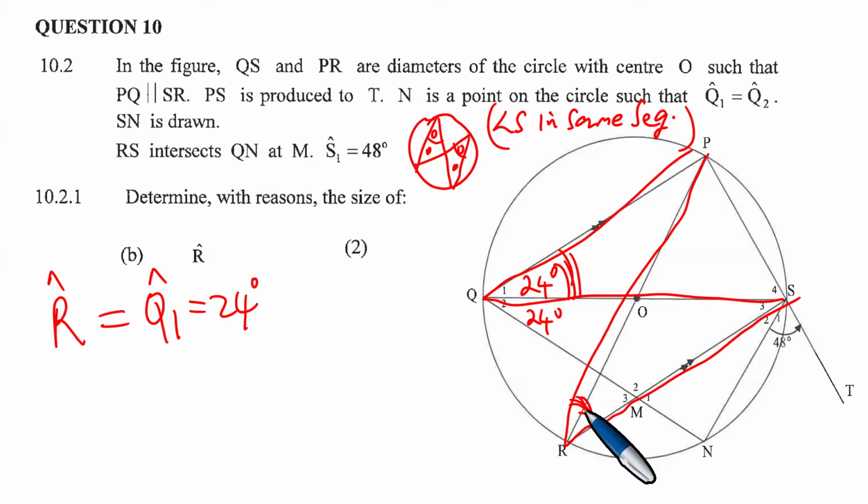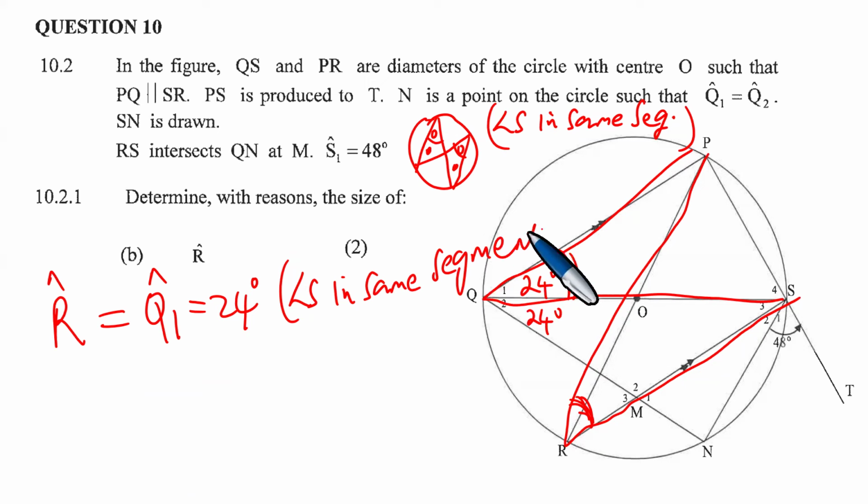Why is angle R equal to the angle Q1? Because these are angles in same segment. So angle R is equal to angle Q1, which is 24 degrees, angles in same segment. Okay, we're done. Next question.